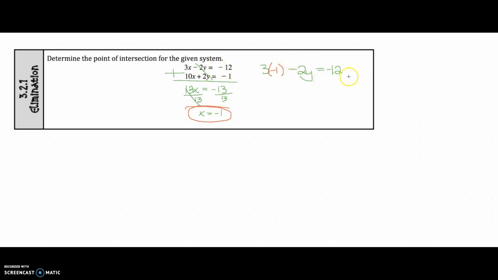So now I want to start simplifying. So 3 times negative 1 gives me negative 3. Nothing else changes right away. Then I want to start solving for y. So I want to get rid of this minus 3 by adding 3 on both sides. And I get negative 2y equals negative 9. And then finally I want to divide by that negative 2 to get y equals 4.5.